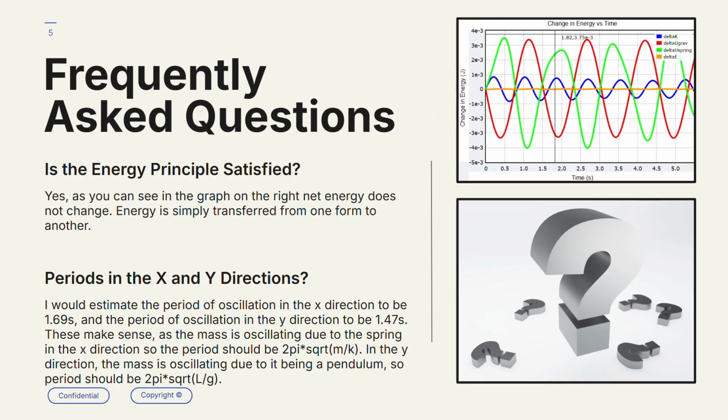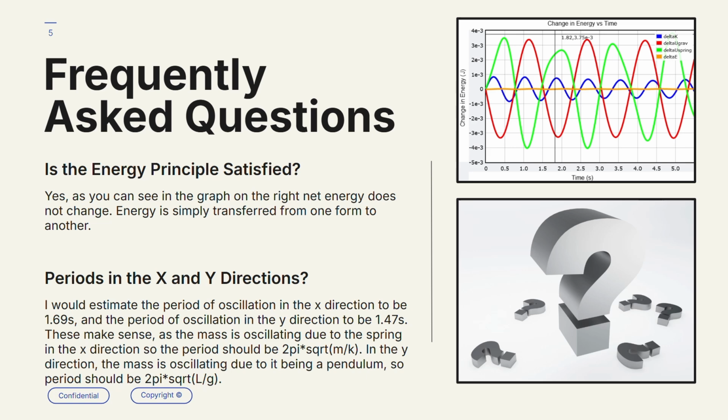Some frequently asked questions are, is the energy principle satisfied? I touched on this a little bit earlier, but yes, the energy principle is satisfied because the energy principle basically says the change in energy is equal to the work plus the Q, the change in thermal energy of the system. This is true because work and Q are zero, so we should expect that the change in energy should be zero, which is what we see. As you can see, the orange line on the top right-hand graph stays constant, stays zero. Energy principle satisfied.